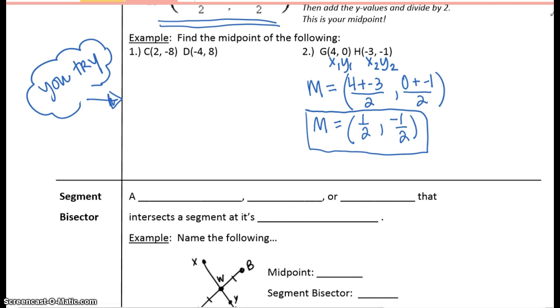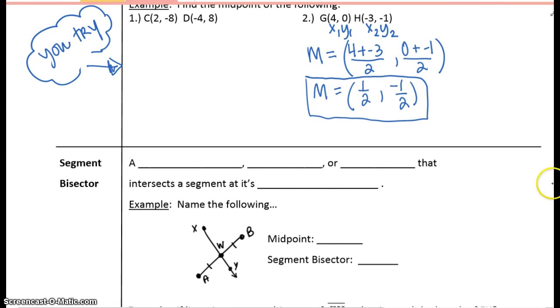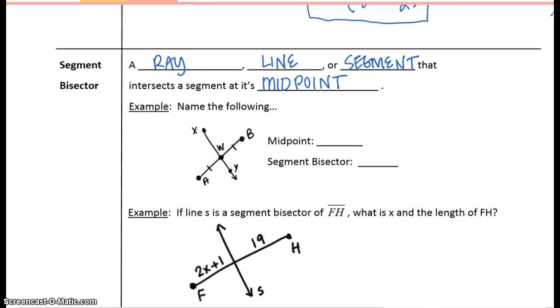A segment bisector. So remember, a bisector means 2 equal parts. So a segment bisector could actually be a ray that busts up your segment, or it could be a line that busts up your segment, or it could actually just be another segment that busts up your segment. So something is crossing your segment right at its midpoint. Imagine a segment in your mind, and then imagine something just crossing over that segment right at the middle, right at the midpoint. Okay, so that's what we're going to talk about here.